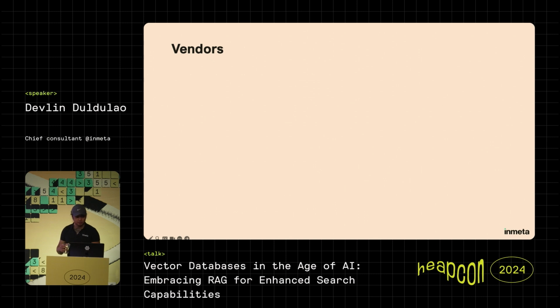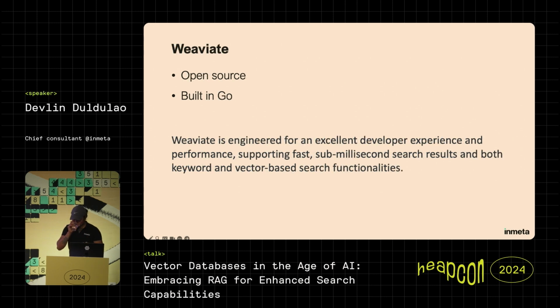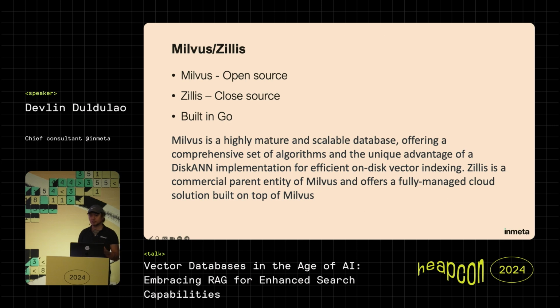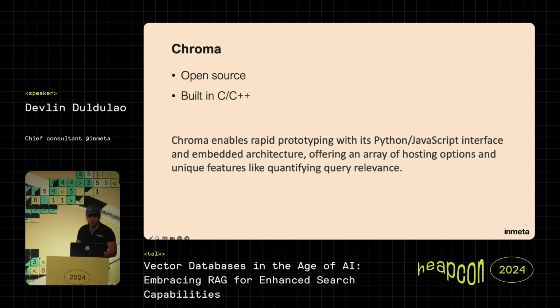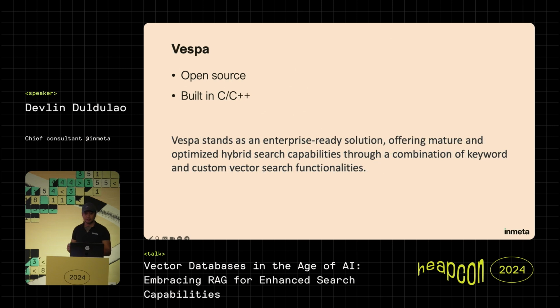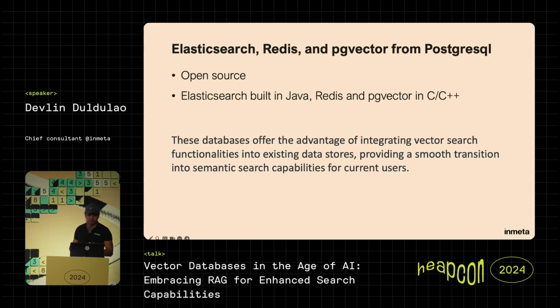Vendors, we don't have much time. There are so many vendors you can choose from: Pinecone, Weaviate, Qdrant, Milvus. There's open source and closed source. Chroma, LanceDB, Vespa, Vald, and then Elasticsearch, Redis, and pgvector, which is an extension you can use in Postgres.